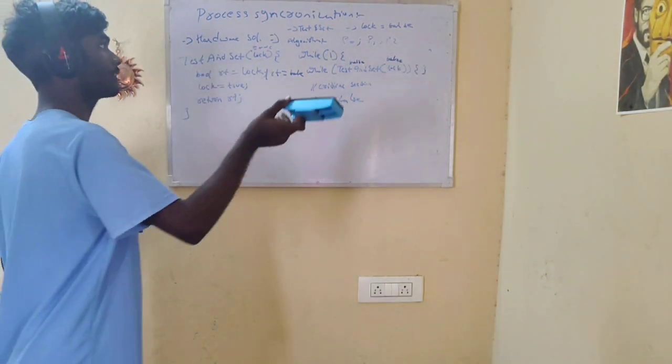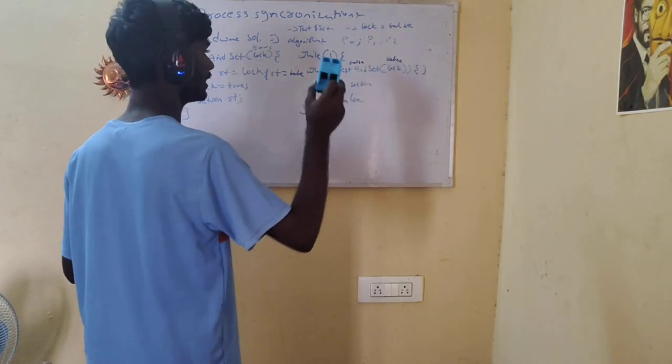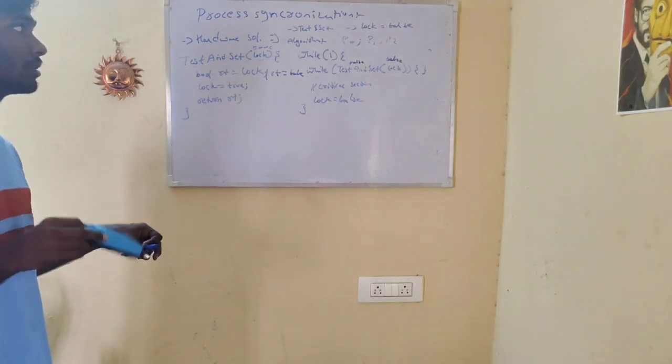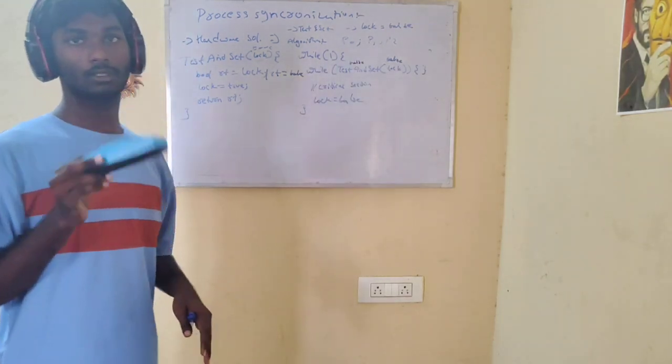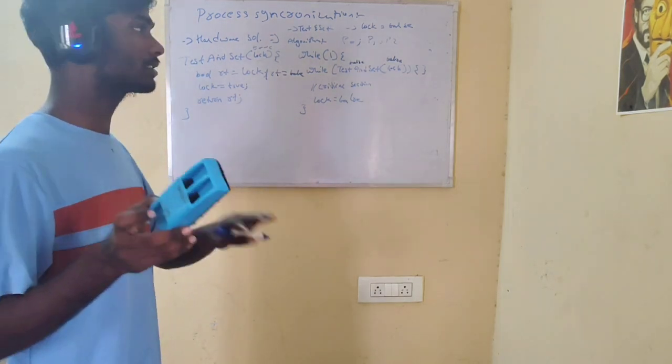That is, we have a lock variable which will be set to true whenever a process enters the critical section, and whenever other processes try to enter the critical section, because this lock is true, we just stay in the loop until the previous process is done executing.